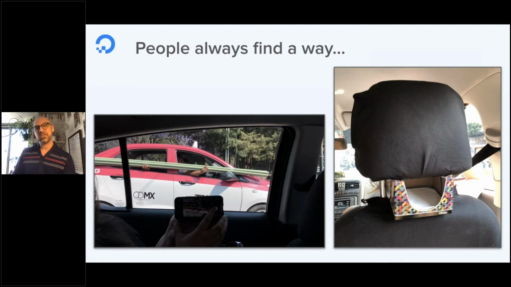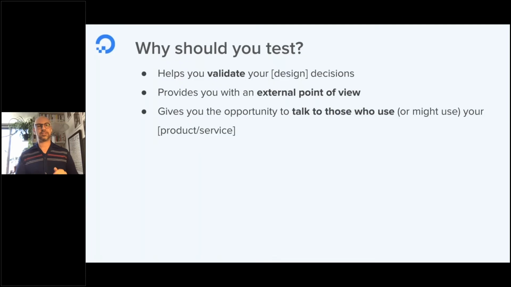When we got to Mexico, we saw a couple of examples. If you have to carry long tubes in a taxi cab, well, you have to hold them on your own. If you need Kleenex or tissue paper, you put it in the headrest for your passengers. Now, the challenge is that, yes, people might find a way, but that way might be away from you and to your competitor. So be mindful of the decisions you make. Anyways, like I said, it could be with someone else.